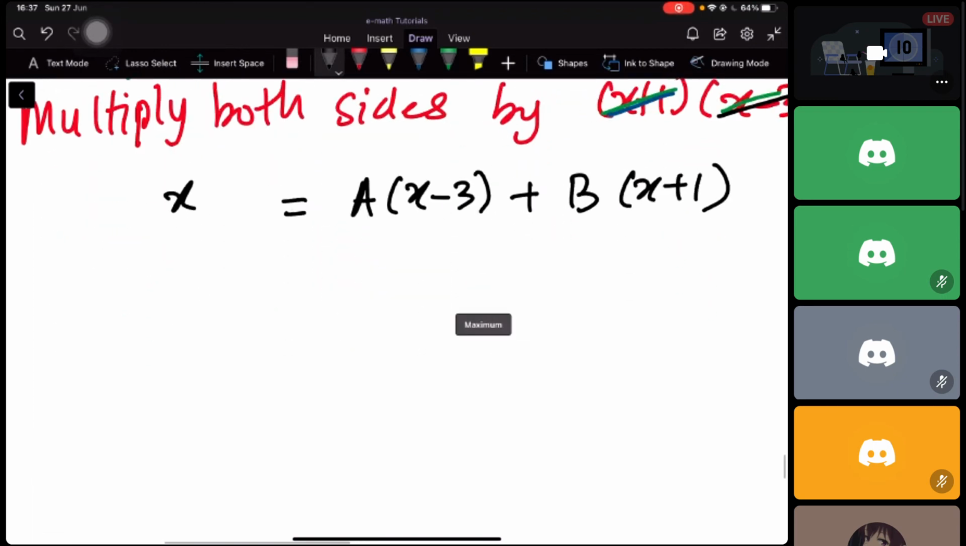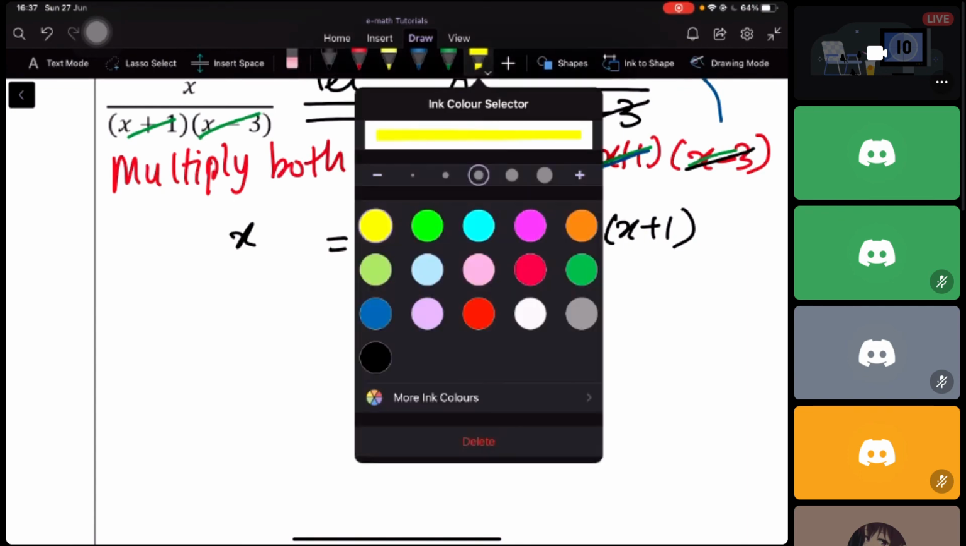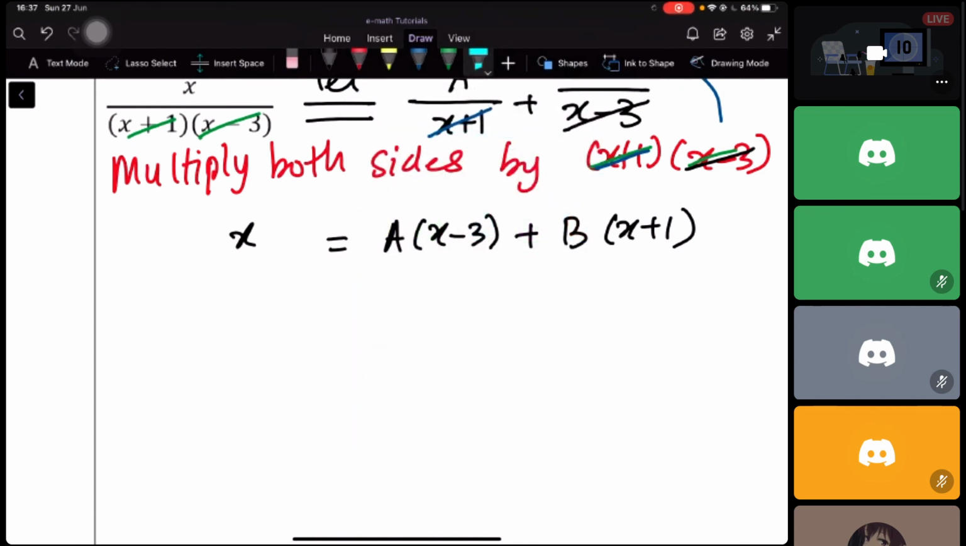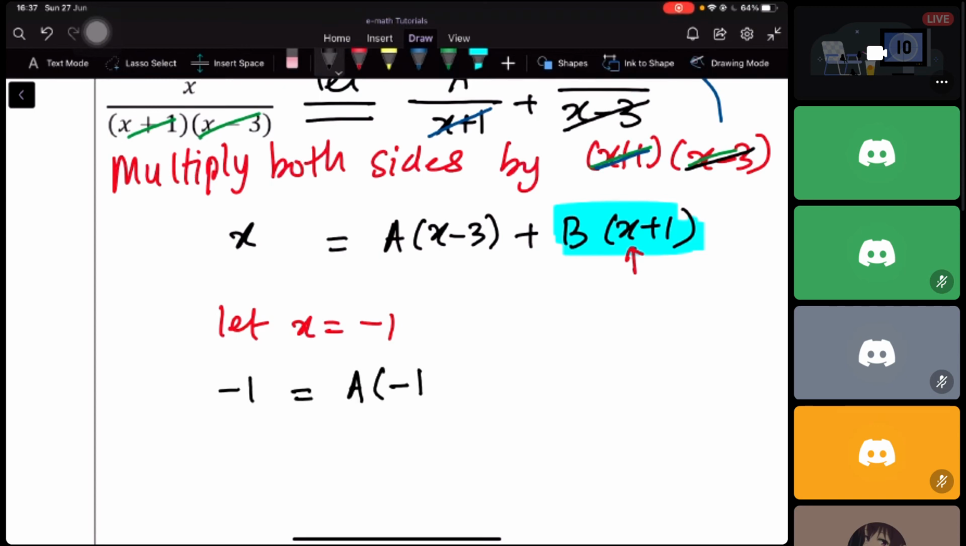The cover-up method basically means, when I want to solve for big A, I want to ignore this big B. I don't want to look at this big B. How can I make this big B disappear? I cannot change the value of B because B is fixed, but I can change the value of x, isn't it? So if I let x equal -1, then what happened? -1 equals A times -1 minus 3 plus B times -1 plus 1. -1 plus 1 is 0.